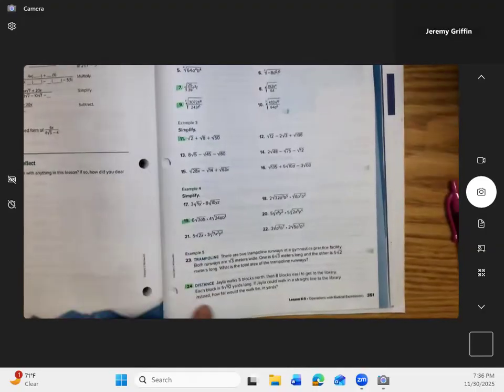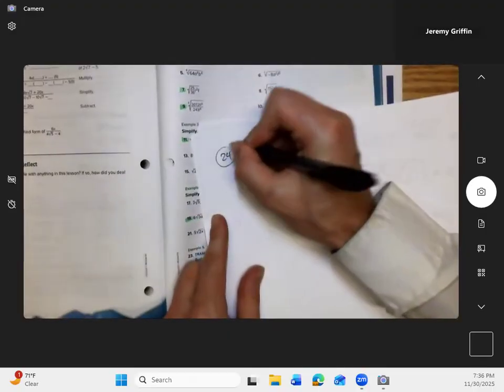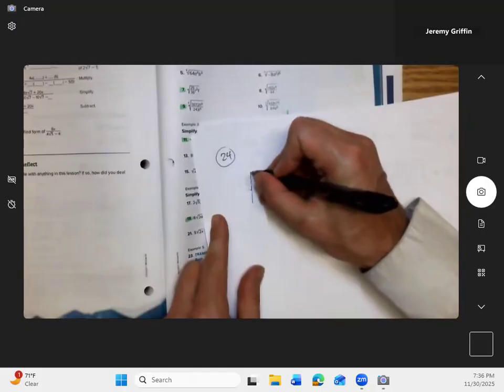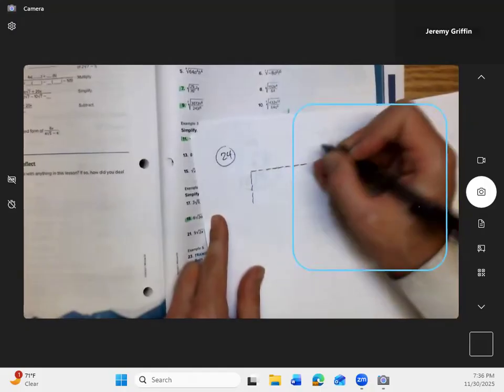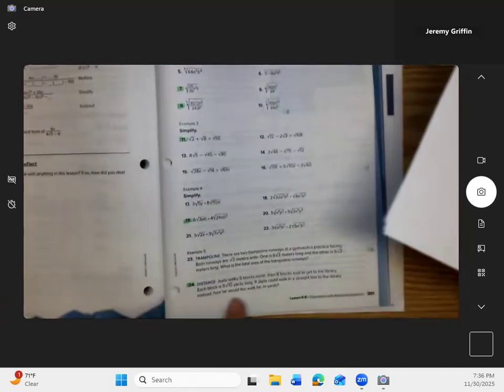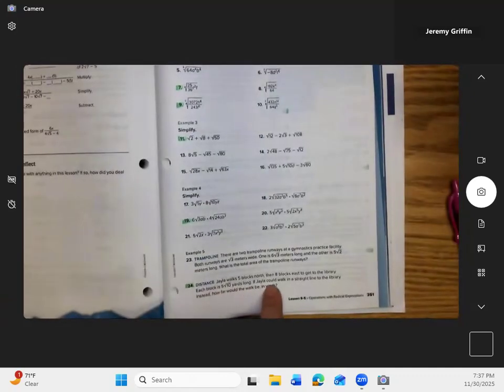Jayla walks 5 blocks north, 8 blocks east to get to the library. So something about 1, 2, 3, 4, 5 blocks north, 1, 2, 3, 4, 5, 6, 7, 8. Okay, so north, east, the library. Each block is 5 root 10 yards long. If Jayla could walk a straight line to the library instead, how far would the walk be in yards?